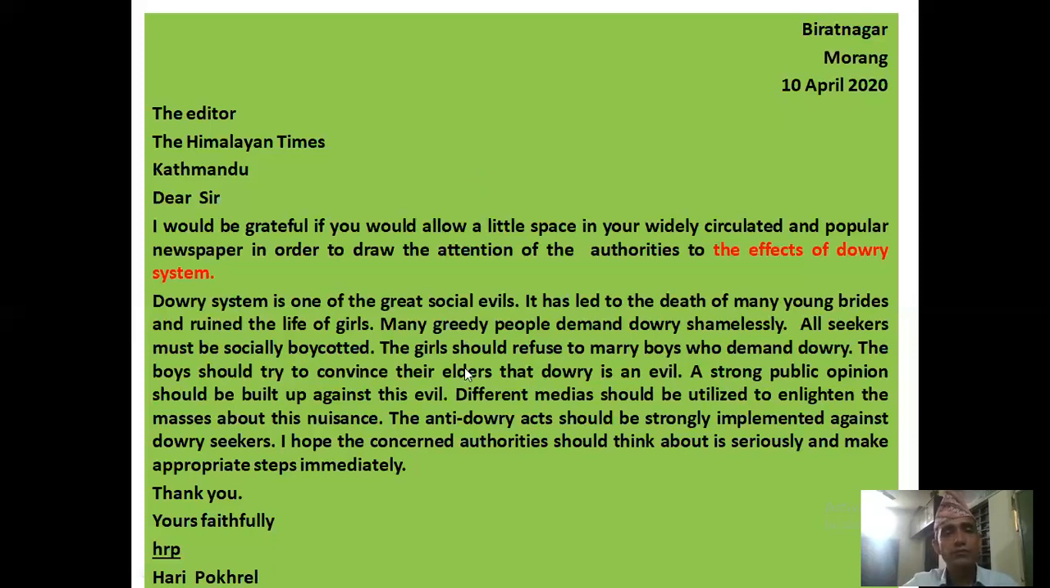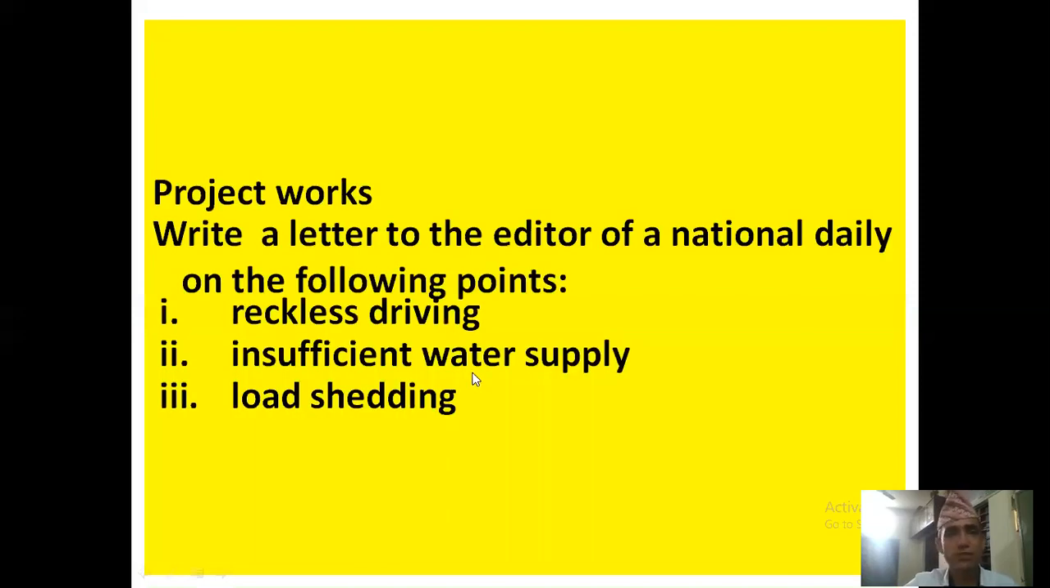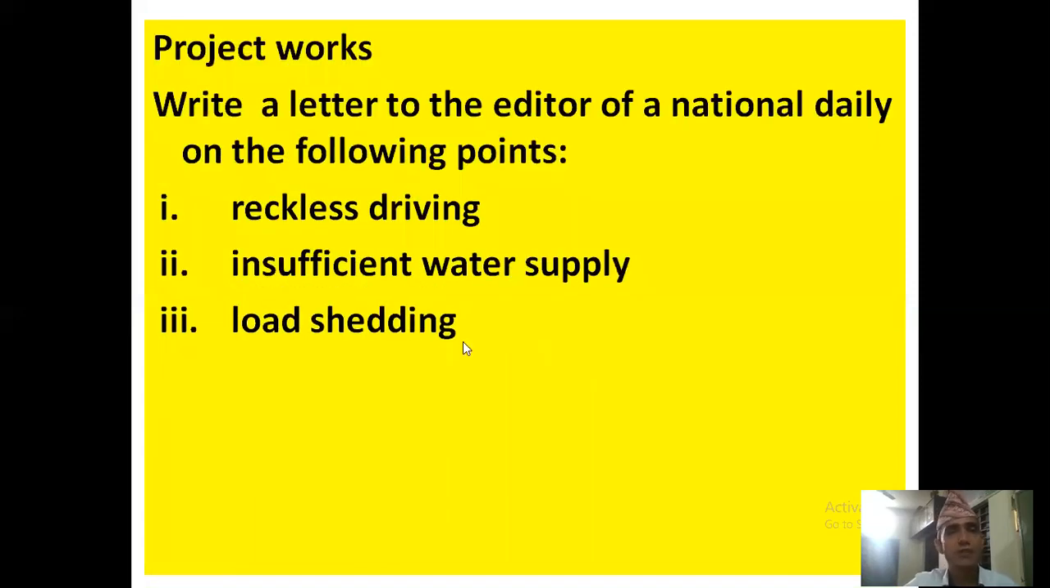Now, let us have a practice on the basis of this presentation. After learning that, you try this work at home. Please get ready your pen and paper and write the question. Write a letter to the editor of National Daily on the following points. Number 1, reckless driving. Number 2, insufficient water supply. Number 3, load shedding.